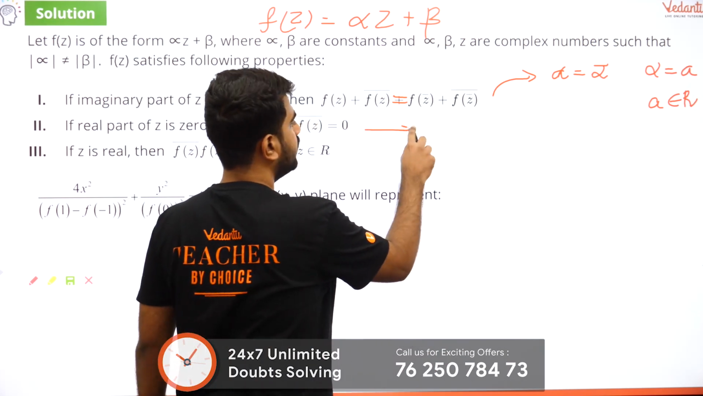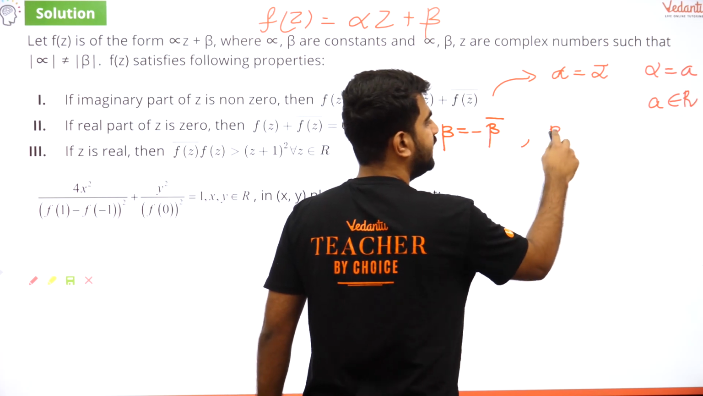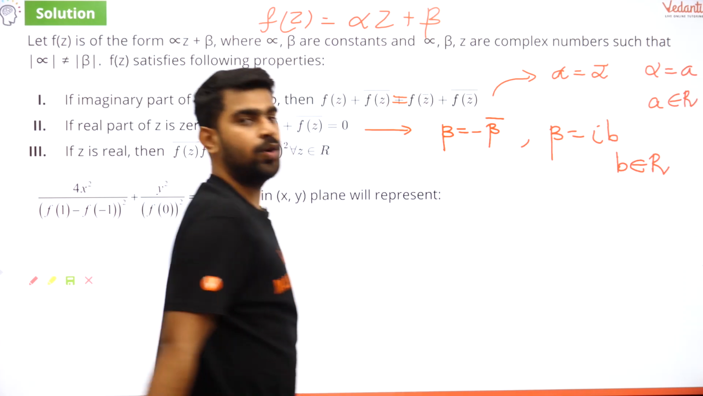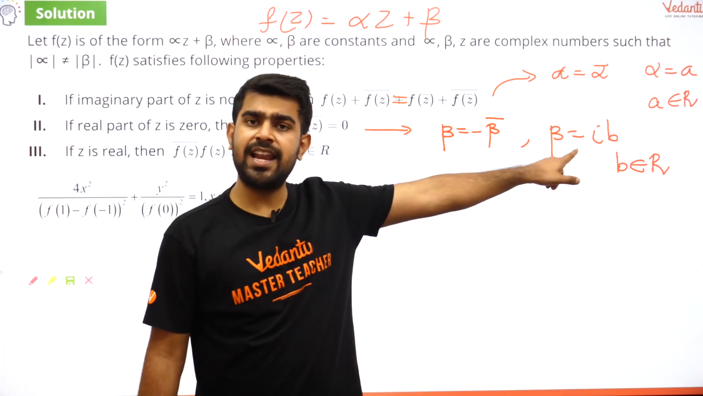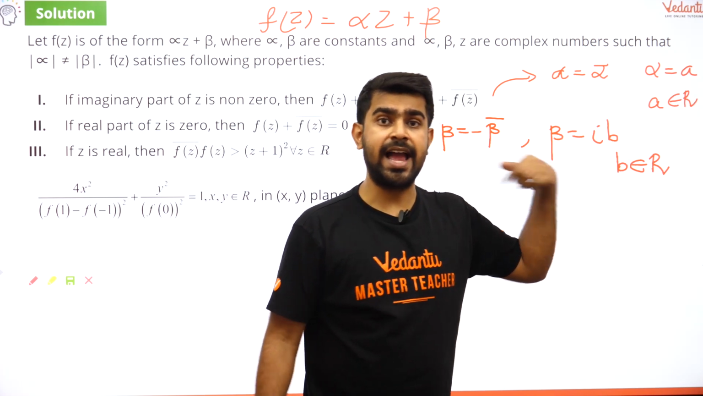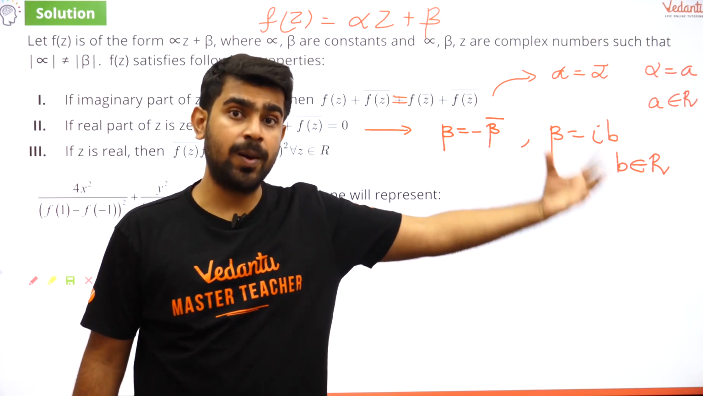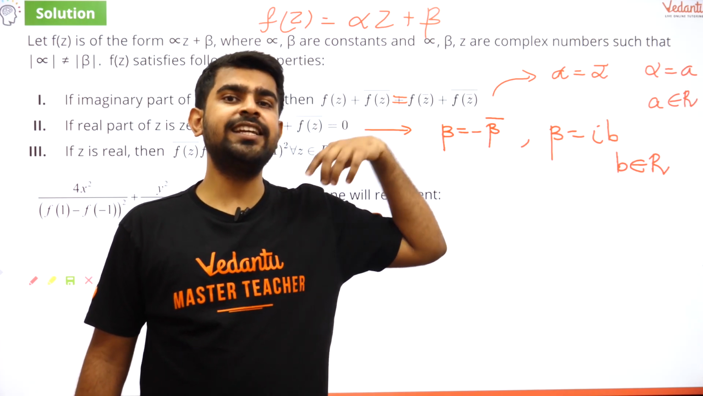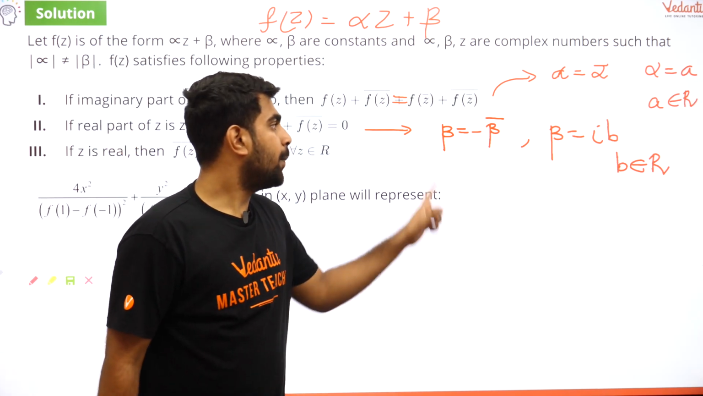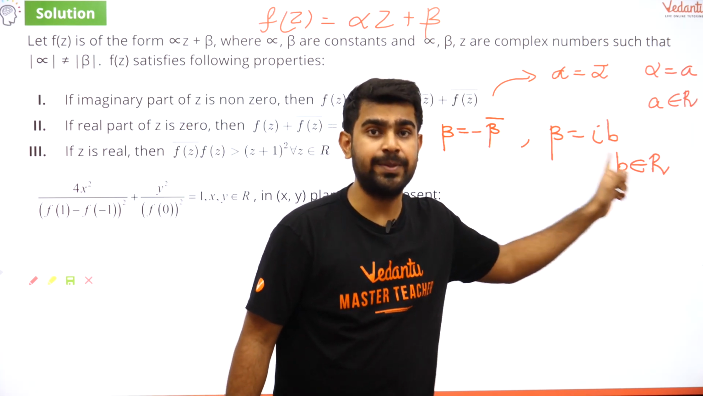So what do we have here? Beta is equal to minus beta bar. So beta is equal to ib, where b belongs to real numbers. I hope all of you agree with me. Why did I write beta like that? Because when I say beta is equal to ib, where b is a real number, I am indirectly saying beta is a purely imaginary number. So beta is equal to minus beta bar implies beta is equal to ib.